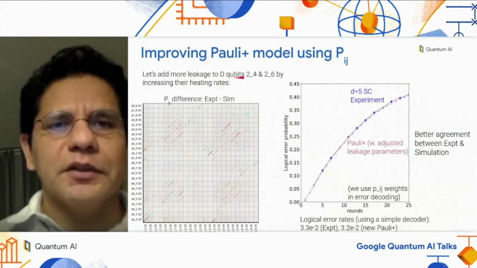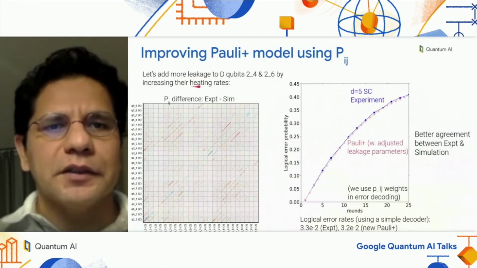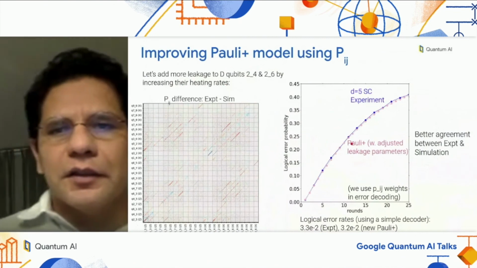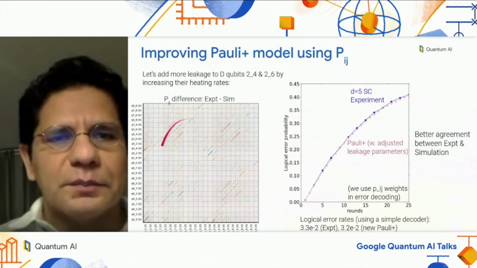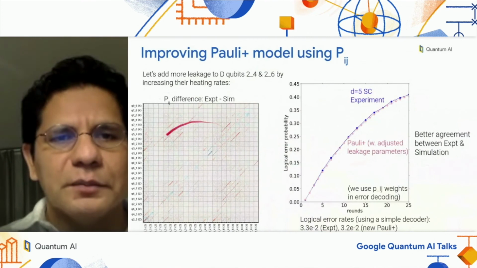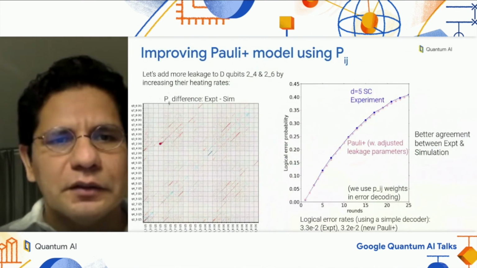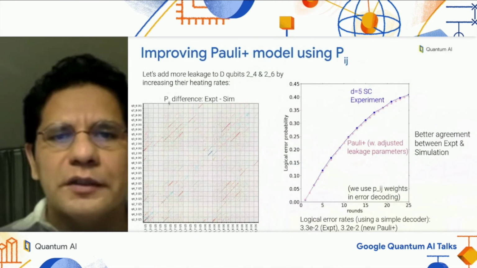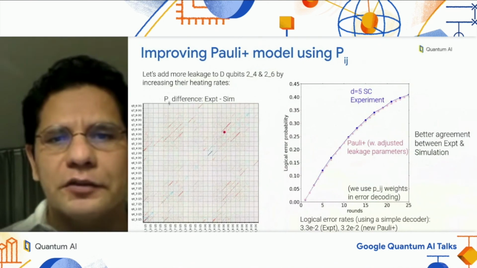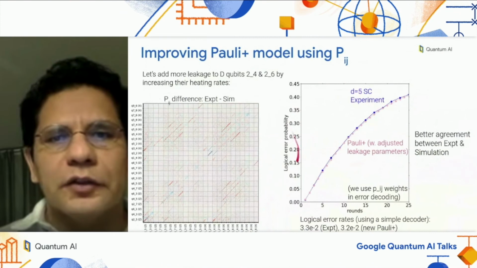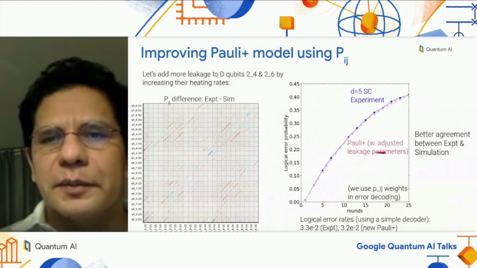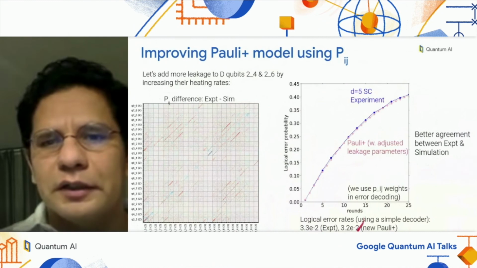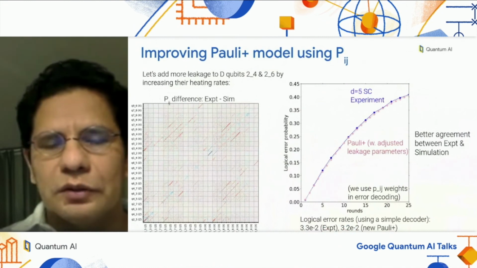To improve the agreement between Pauli plus and the experiment from the PIJ point of view, we tuned the leakage parameters for these two data qubits by increasing the heating rates. And then we compute this PIJ difference, and we see that now the agreement is much better. There is still some disagreement indicated by these error-diagnostic features. And this indicates that there is still some disagreement between the component error probabilities in the experiment and the values assumed in the simulation. For this new Pauli plus simulation with adjusted leakage parameters, we compute the logical error rate again, and now we find that it's closer to the experimental value.